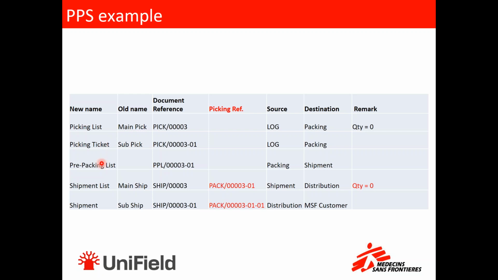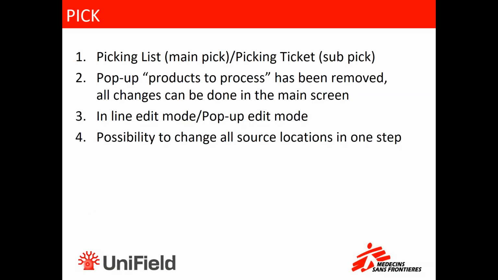Then the third one is the pre-packing list. Well, nothing really new on that. And then the shipment, where we already explained a little bit the two steps that we can have there. You process a shipment list, and then you process a shipment document. Okay. And then we can move to the.